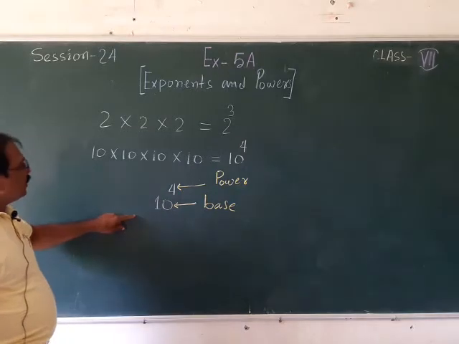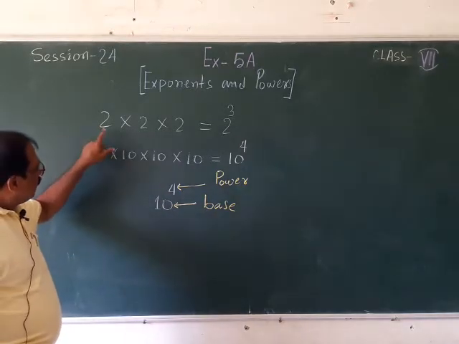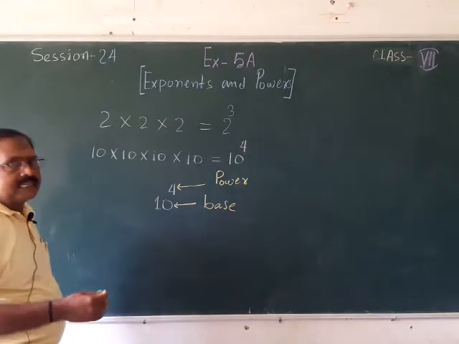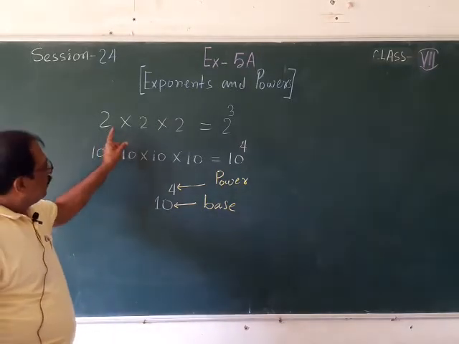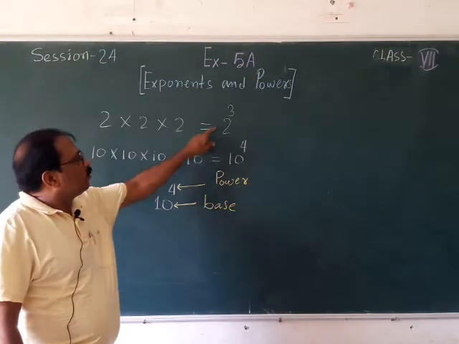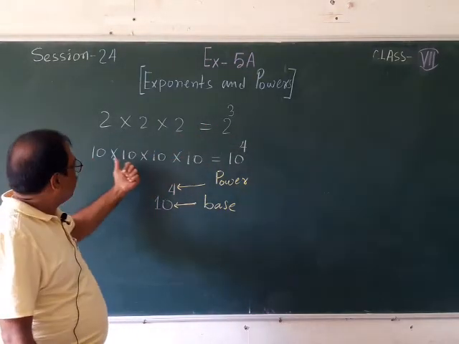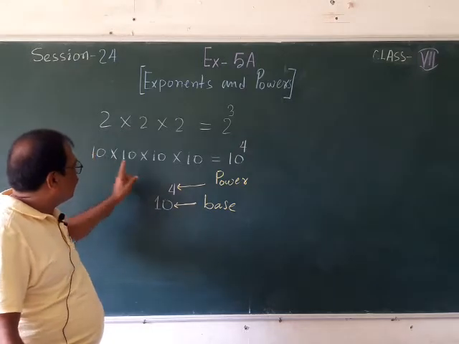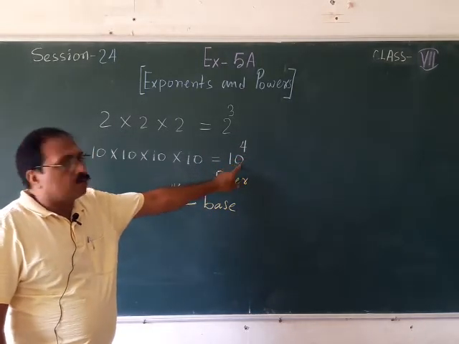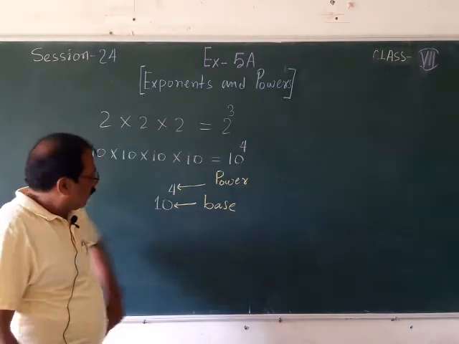So you have seen that when a number is multiplied by itself several times, the simplest form is to write it like that. That means you can write 2 to the power 3. And here suppose I am writing 10, 10, 10, 10. I am multiplying it 4 times, so you can write 10 to the power 4.